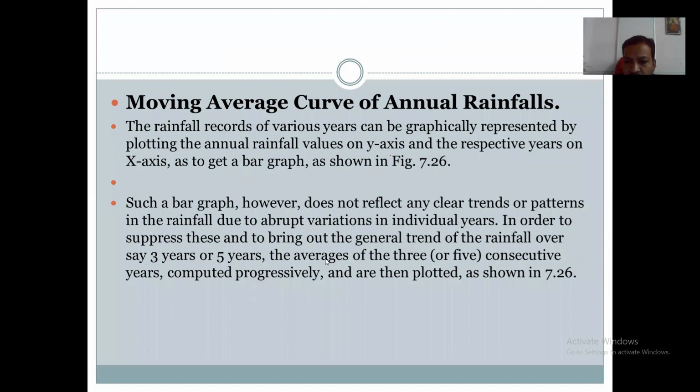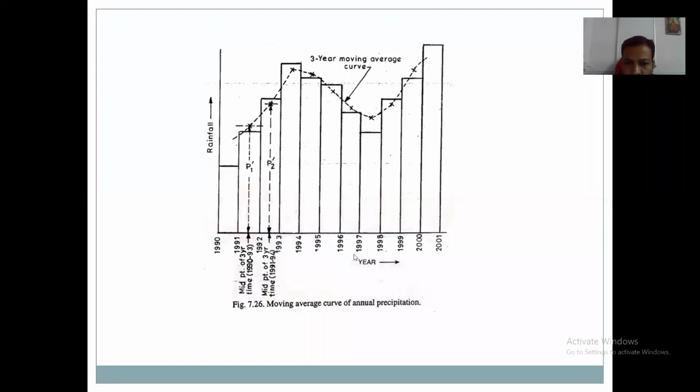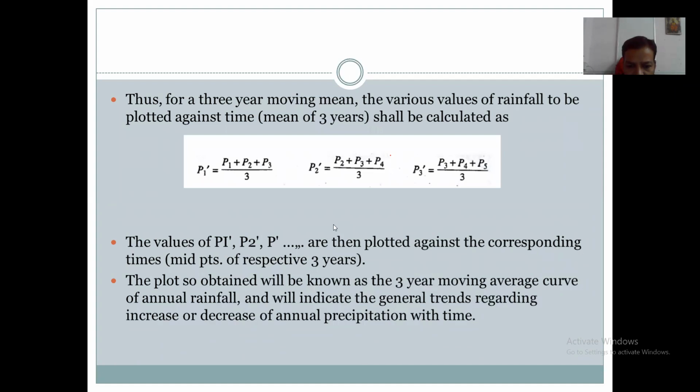So in order to suppress this and to bring out the general trend of the rainfall over 3 years or 5 years, the average of the 3 consecutive years is taken and plotted in this graph for 3 years or 5 years. See this, for the 3-year moving mean, the various values of rainfall are plotted against time. The mean of these 3 years is taken.